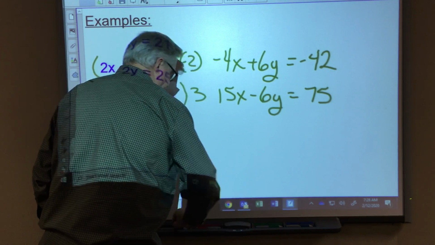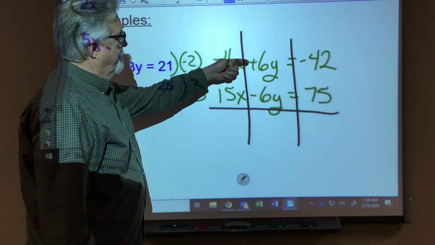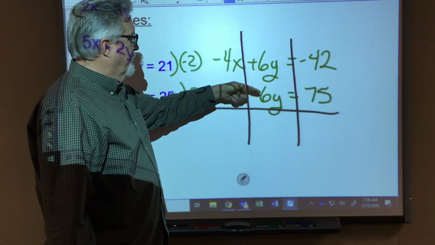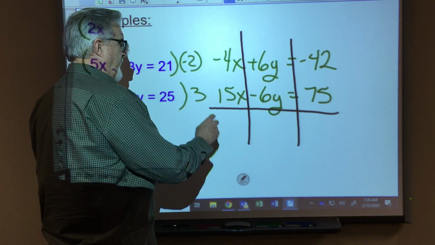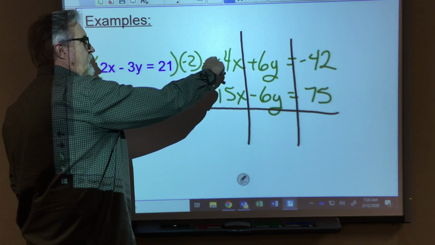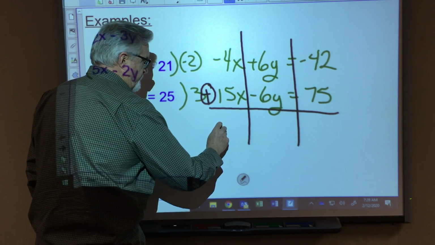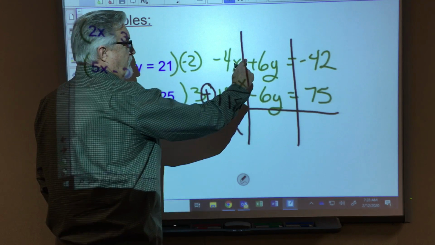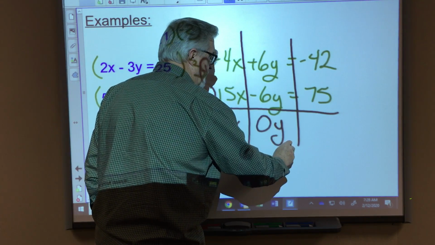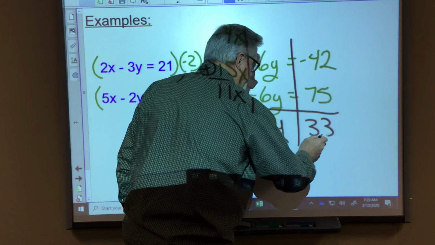Now that we have it set up, let's go ahead and take a look at this. If you notice in the middle, on our variable term with y in it, we have opposites. We know that when we have opposite coefficients, we need to add to do the elimination. So we're going to add these equations together. Negative 4x plus 15x would result in 11x. Positive 6y plus a negative 6y would be 0y. Negative 42 plus 75 would be 33.